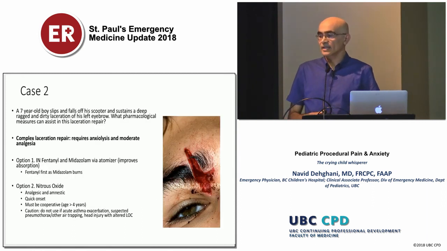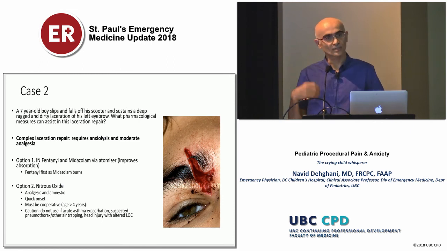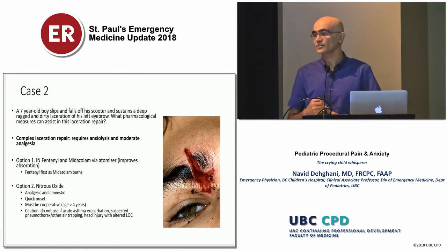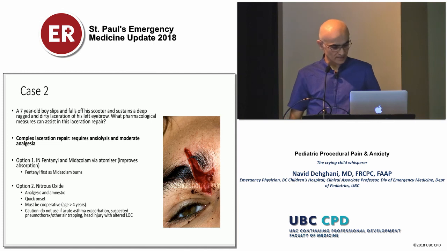In the case of the 7-year-old with a complex eyebrow laceration that requires layered closure, you need anxiolysis as well as motion control and analgesia. So in this case, you might consider using intranasal fentanyl and midazolam. If you use them together, use the fentanyl first because the midazolam can hurt, and use an atomizer, which has been shown to improve absorption. Nitrous oxide is very effective in the older child, usually more than 4 years of age, who can be coached to use it. It works very quickly, and it allows the child to titrate its use to the effect. It would be an option in this case.